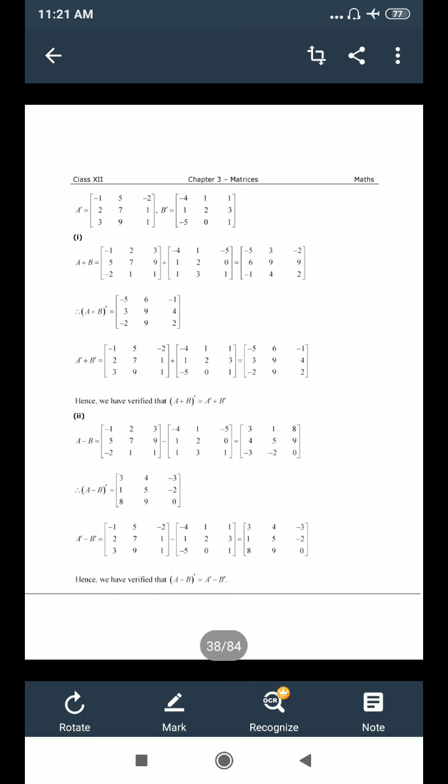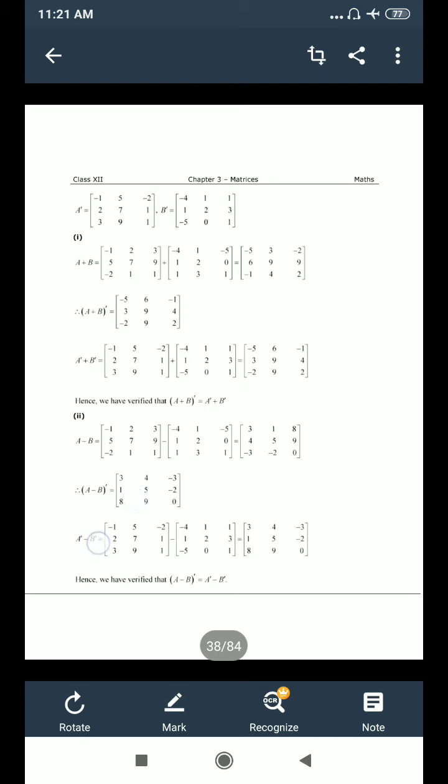The second part is also similar. You have to find (A minus B) transpose. So first you calculate A minus B. This is A, this is B. You will take the difference of the corresponding elements. So we are going to get this as A minus B. Now you take the transpose of this, means change its rows into columns. So its first row will be the first column. Like this we have (A minus B) whole transpose.